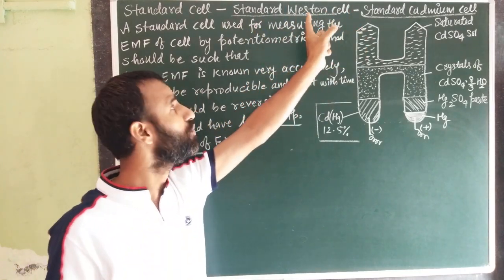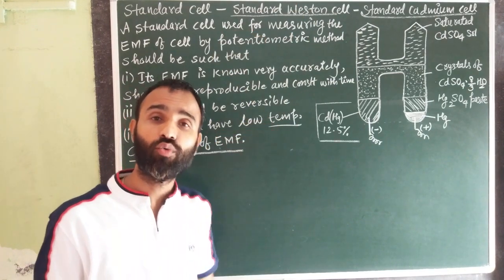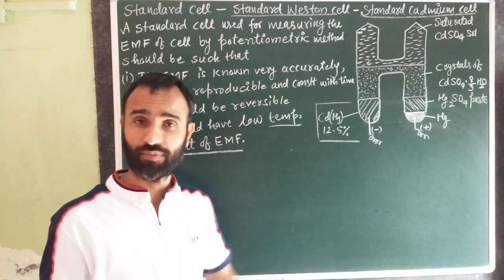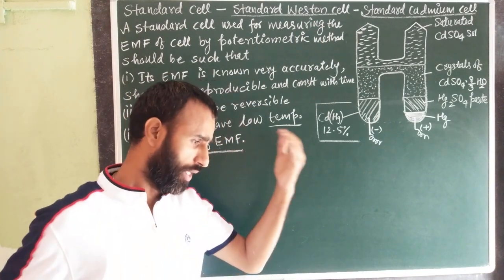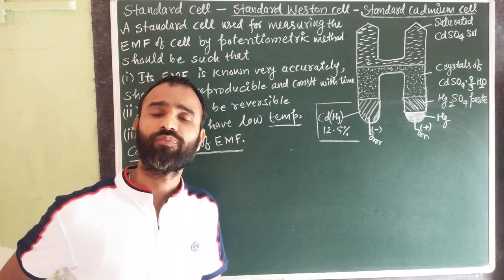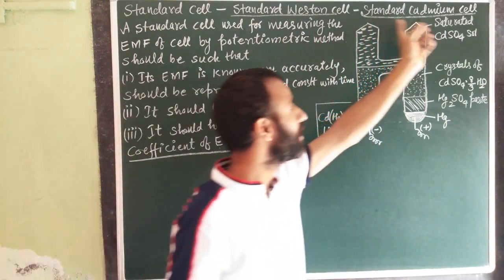Why is it known as the Weston cell? Because it was invented by Edward Weston in 1893, but it was internationally accepted in 1911. It is also known as the standard cadmium cell.